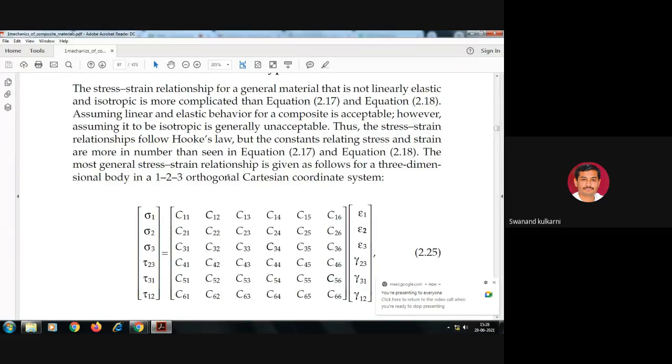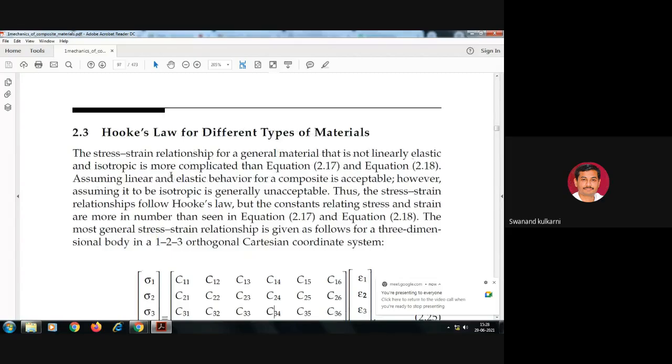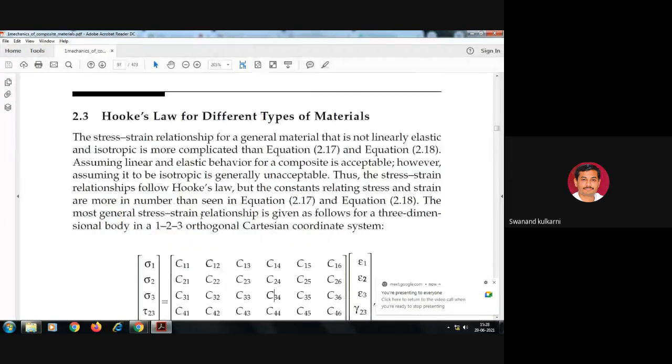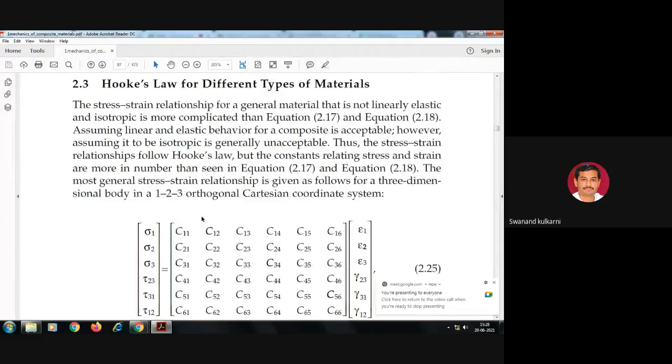Let us start from the previous lecture. We started with the type of different materials. During the last lecture, we discussed the various types of materials.